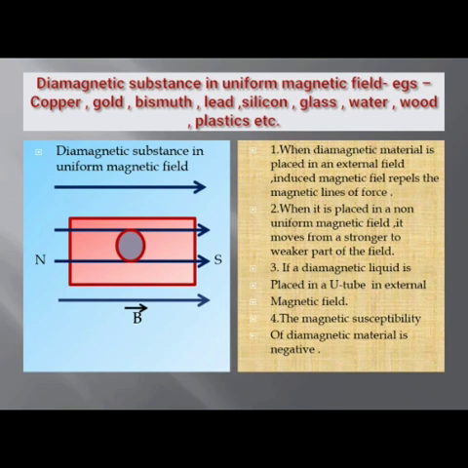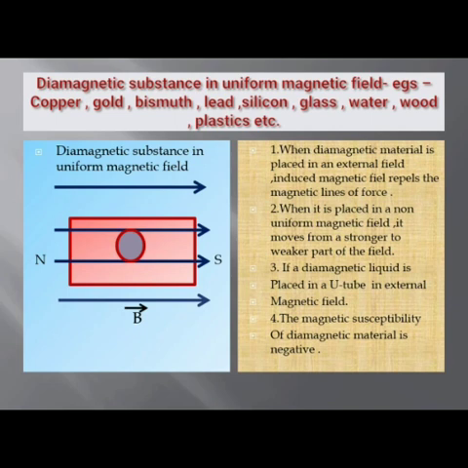gold, bismuth, lead, silicon, glass, water, wood, plastic, etc. Now in the diagram you could see the formation of the magnetic field around a particular substance. This is from the north to the south pole, and the capital P representing the magnetic induction.